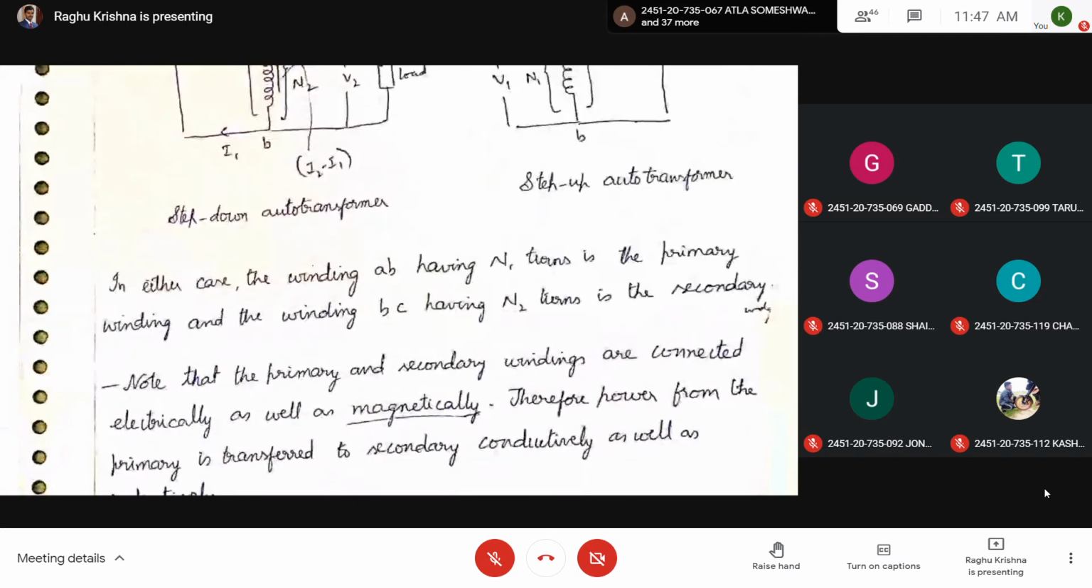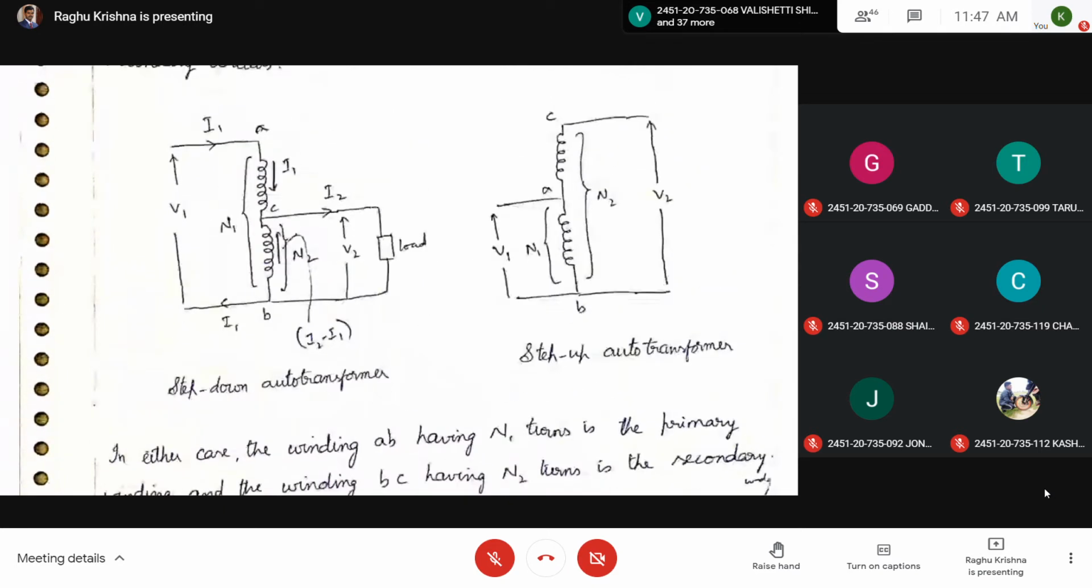In your syllabus, you only require what an autotransformer is, and what a step-down and step-up autotransformer are. That is enough for you.